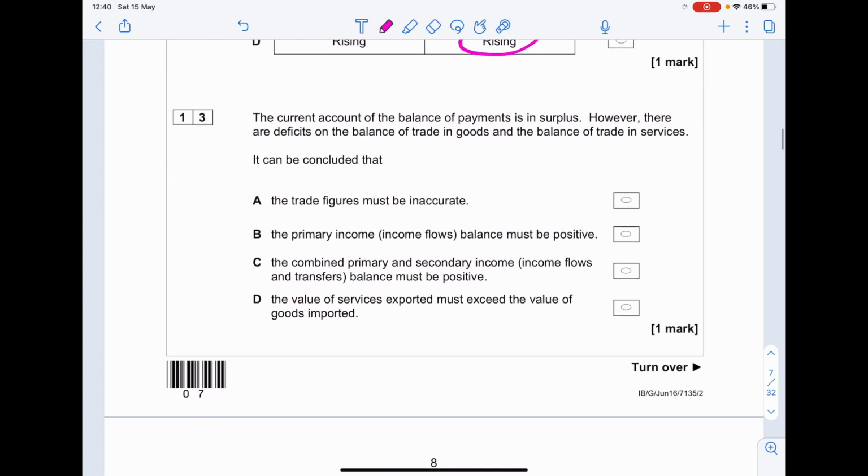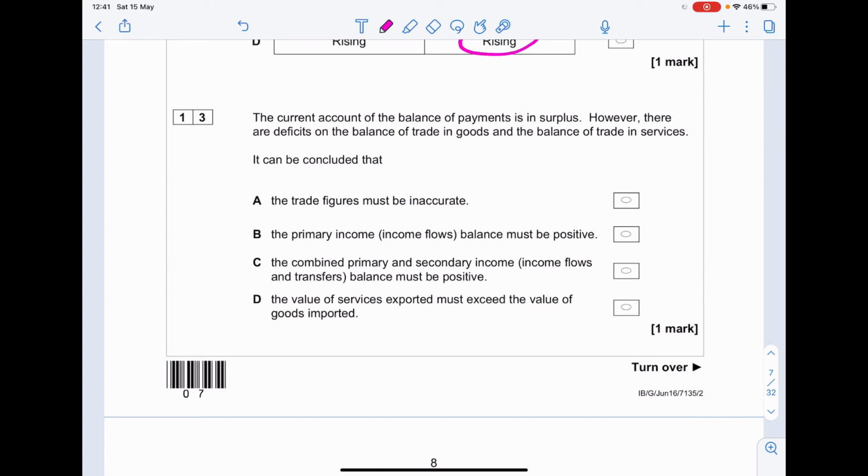Right, balance of payments is always quite difficult. So the current account of the balance of payments is in surplus. Now your current account is made up of goods and services and also incomes. So it depends upon which specification you're using as to how they talk about the balance of payments. But when we've got incomes, it talks about primary income and secondary income. It doesn't really matter for this question which is which. So what we've got is a deficit in goods and we've also got a deficit in services. Normally, or certainly for the UK, you get a deficit in goods and a surplus in services.